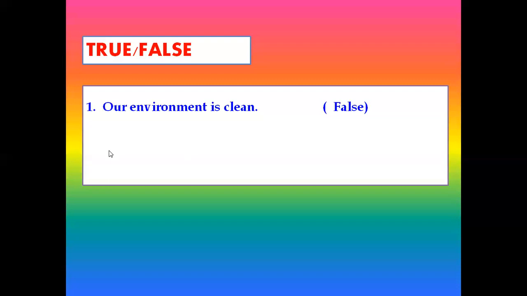Okay. Number two, plants are good for environment. Is it true or false? It is true. How is it true? Because plants clean the air. Plants clean the air around us because plants give more oxygen in the air. So plants are good for the environment. This is a true statement. Okay, students.